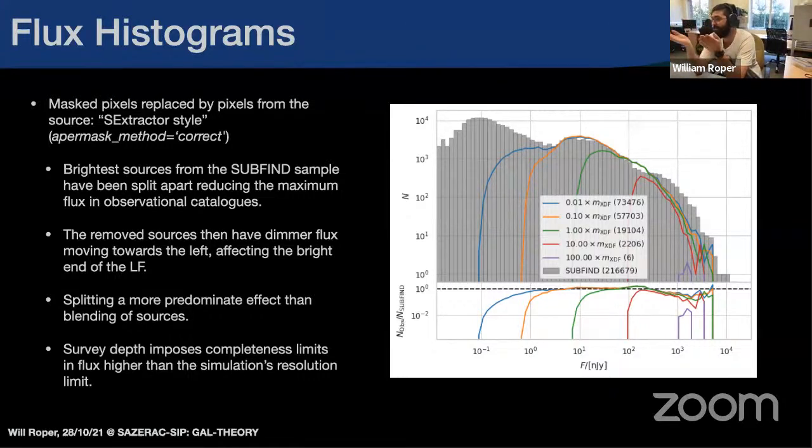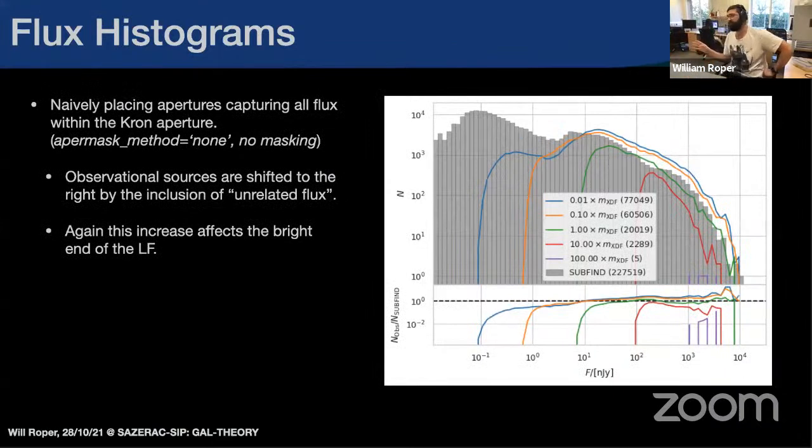And there is quite clearly a difference between the two approaches, even in this naive realization. And then, of course, you get a survey depth limit imposed. So there's a completeness limit, but which is way above the actual simulation's resolution limit. And just to go really far to the other extreme, you can tell photutils to use an aperture method called none, where it doesn't mask any pixels. And in this other extreme, you go really far the other way, and the observational sources include a lot of unrelated flux and are shifted to the right on this diagram, increasing the bright end of the luminosity function.